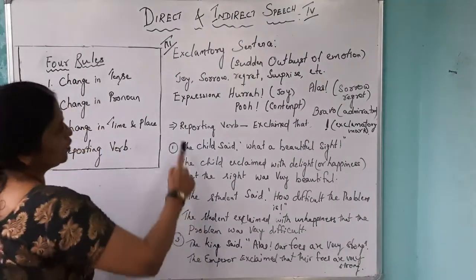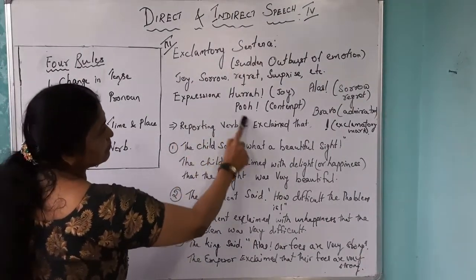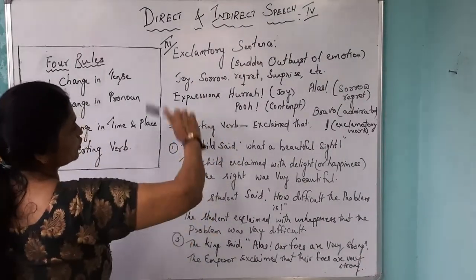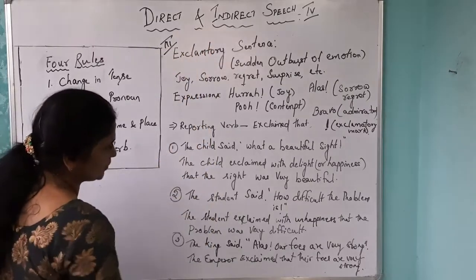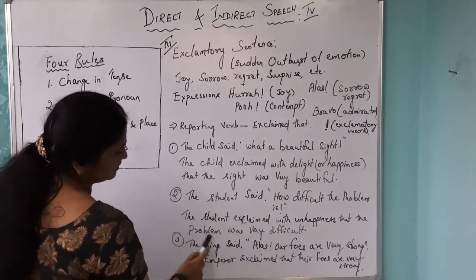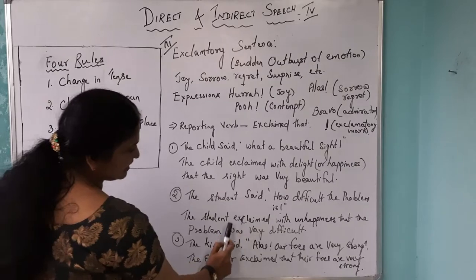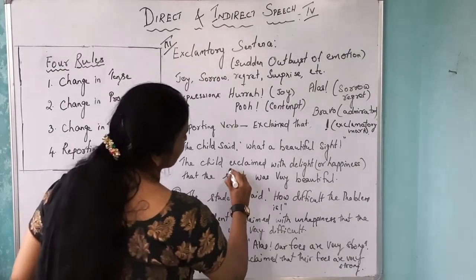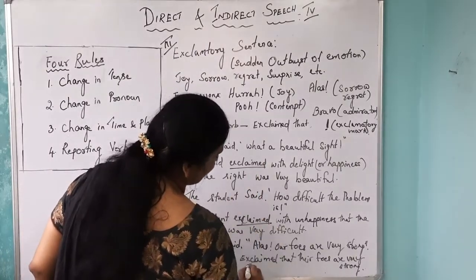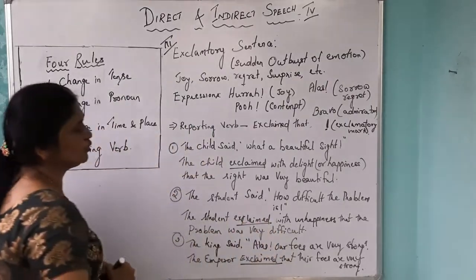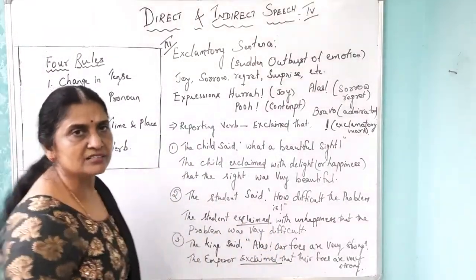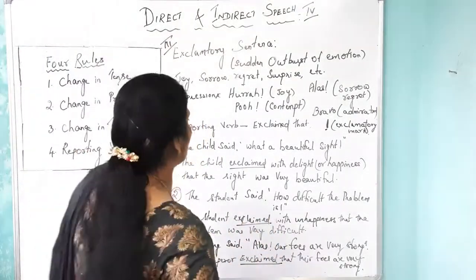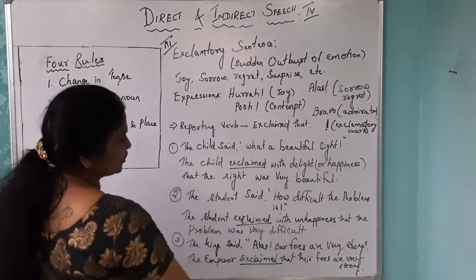Now, how to frame the reporting verb? How to convert it into indirect speech? You have to always state "exclaimed." See here, I have given you three sentences. In the indirect speech, you have to use "exclaimed" as the reporting verb. Now, let's go to the sentences.